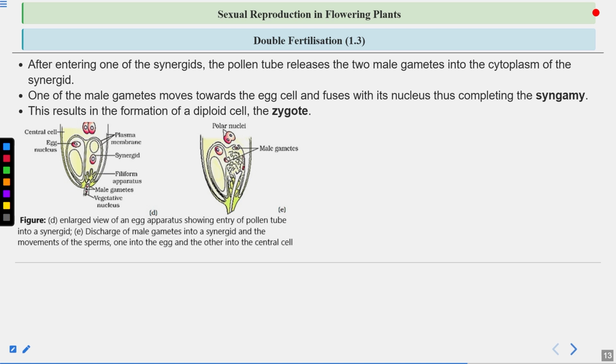So here you can see with the help of the diagram, a clear diagram is there. Filiform apparatus, male gametes are released here. One of the male gametes makes its way towards the egg nucleus, and another moves towards the polar nuclei. Okay.